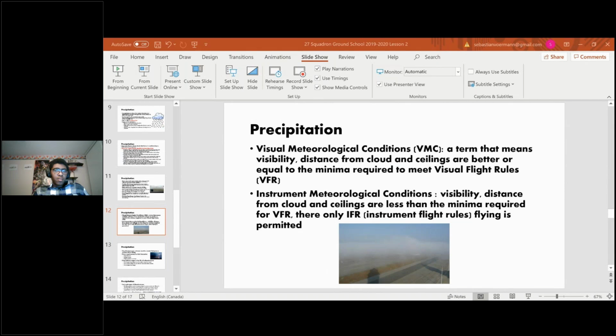Okay, sorry, let me just look at the chat. What front is higher pressure? Cold front, because it's higher density.